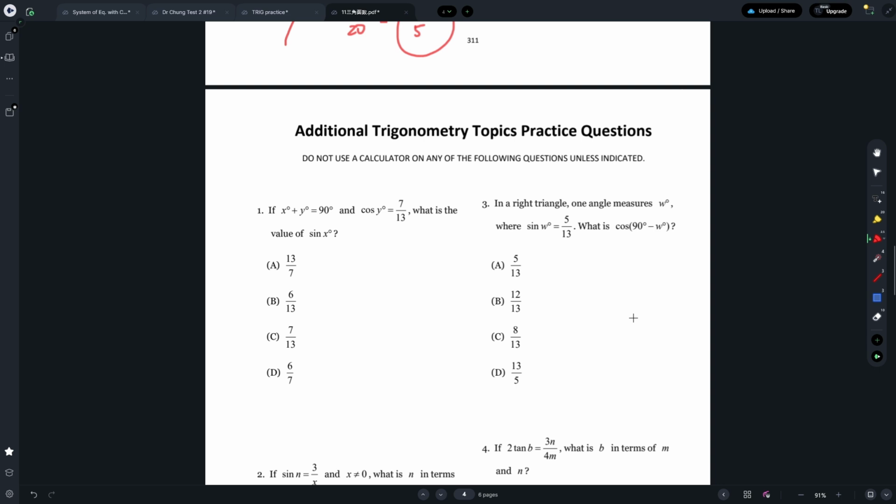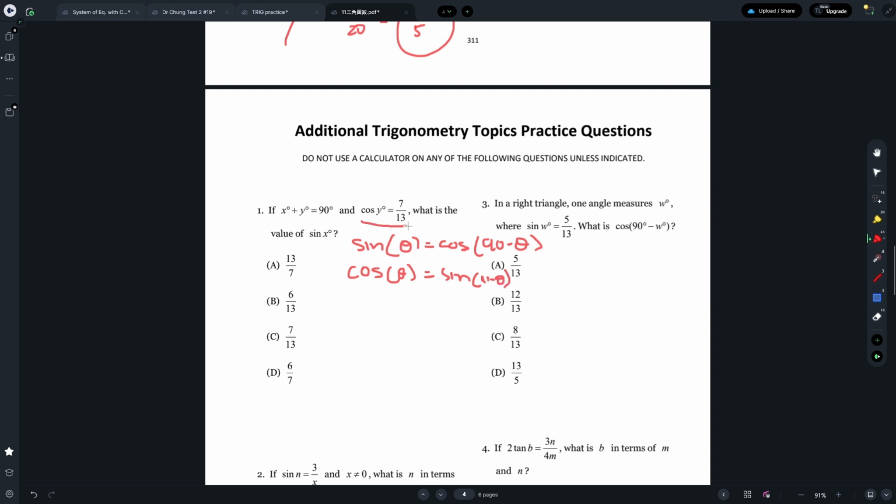All right, so now we're going to do additional trigonometry practice questions. If x plus y equals 90 degrees and cosine of y equals 7 over 13, what is the value of sine of x? So we discussed this before. Sine theta is equal to cosine of 90 minus theta. And this also works the other way around. So cosine theta is equal to sine of 90 minus theta.